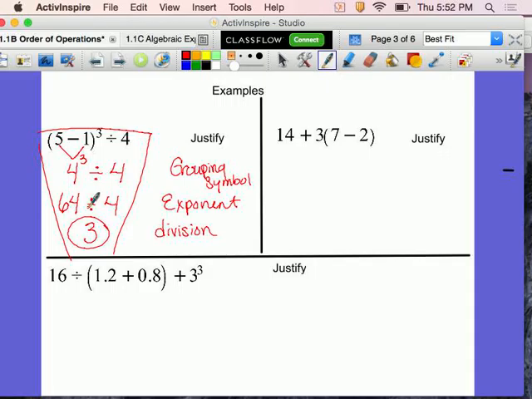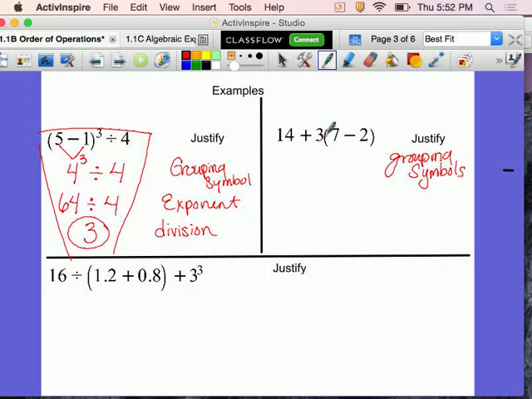All right, let's just do a couple more examples here. 14 plus 3 times the quantity 7 minus 2. Well, I can't do adding before I do multiplying here, but I can't multiply 3 times a parenthesis, so I have to figure out what's in there. So my grouping symbols always first. That's what I'm going to do first. That's why I'm writing it down already.